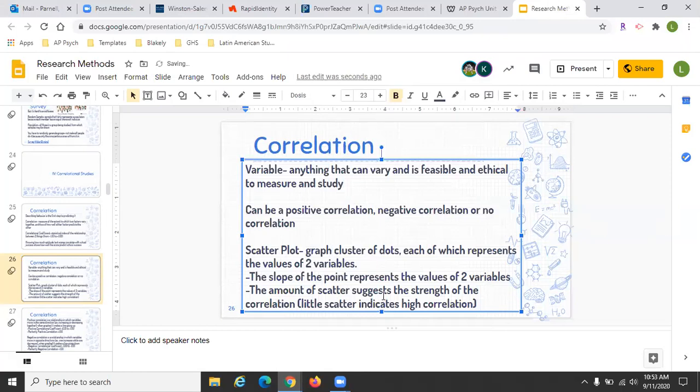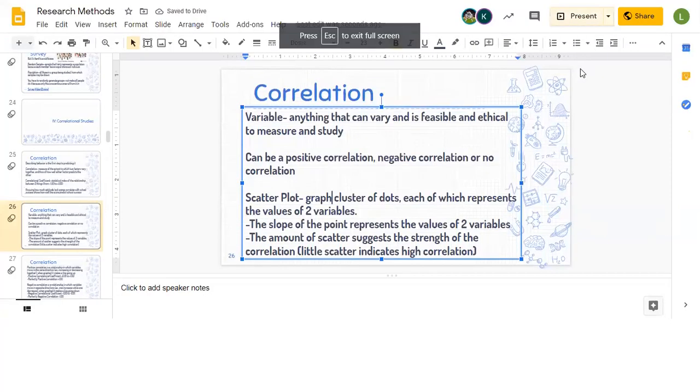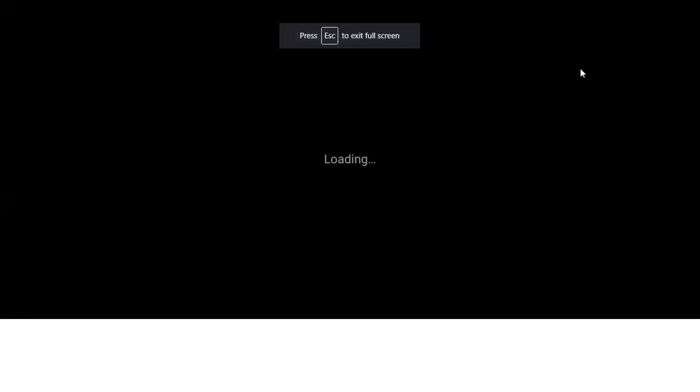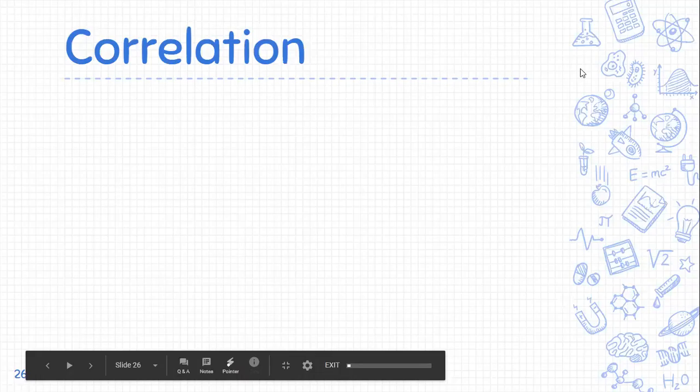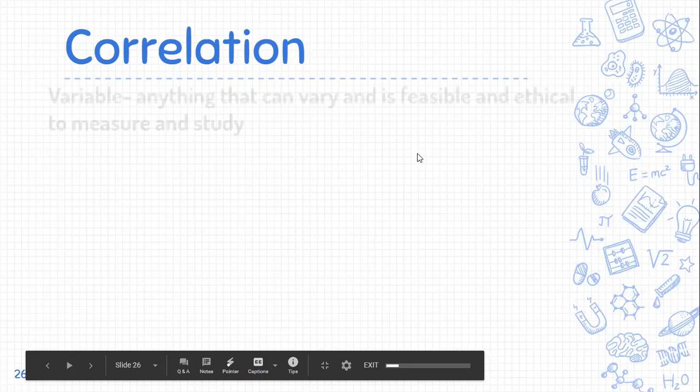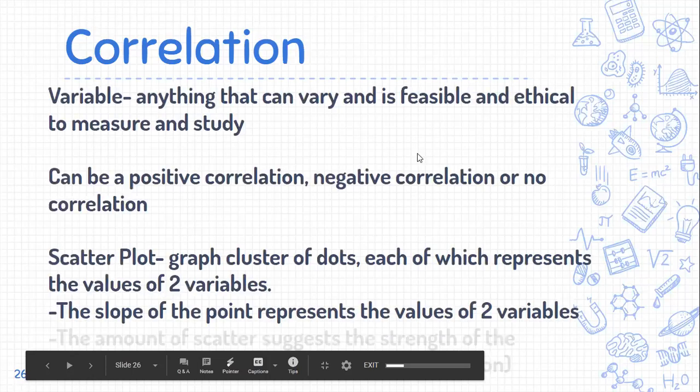The amount of scatter suggests the strength. So the more scattered they are, that's looser, that's not as strong. The tighter they are, the less scattered they are, that's stronger. That's closer to the perfect one or closer to the perfect negative one. So I'll let you write down those if you need it.